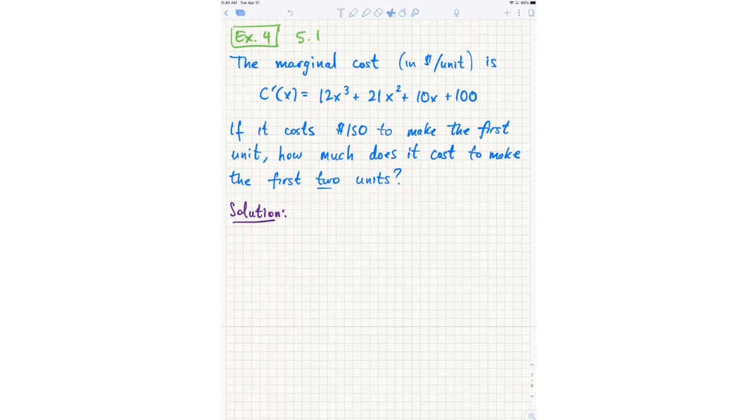Okay, so let's do this slowly then. Let's first identify what the problem is actually asking us to find. Let's assume that we have everything we need, but what are they asking us to find symbolically? The question is, how much does it cost to make the first two units? Can someone give me a symbolic expression that would answer that question?